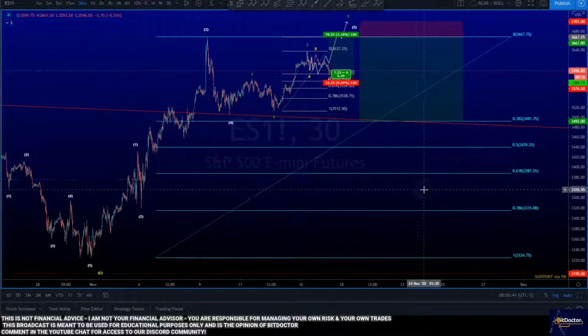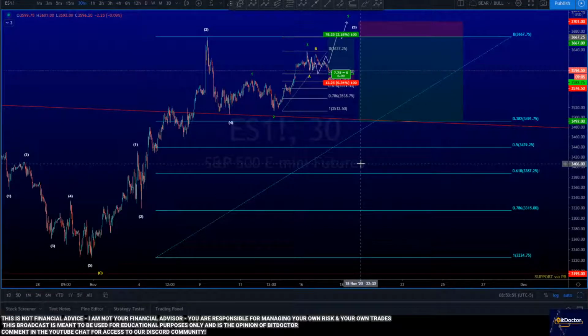Not saying that's what I'm going to do. I'm not saying that's what you should do. I'm not going to click the buttons for you. I'm not going to tell you what to do. But this is just what I see. This is what I like. And that's where we're going to keep it for right now.